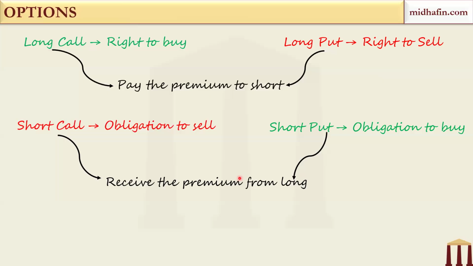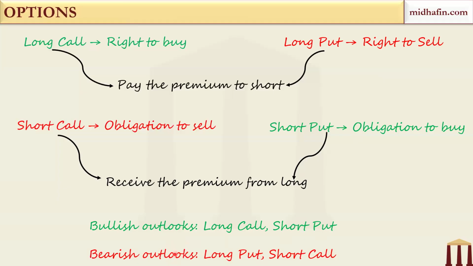So if you have a bullish outlook, meaning you are expecting the prices to rise, generally you take either a long call or a short put. These two are generally taken when you have a bullish outlook. And when you have a bearish outlook, it means that you expect the prices to fall, then you might take a long put or a short call position.